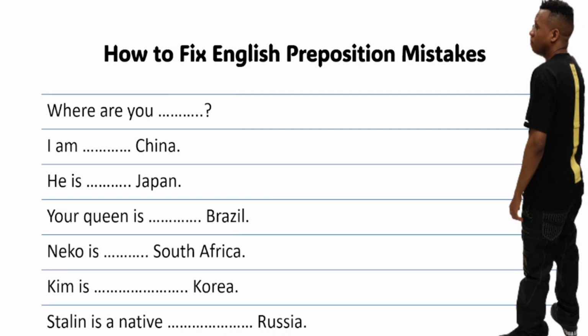So where are you blah blah blah? I am blah blah blah China. He is blah blah blah Japan. Your queen is blah blah blah Brazil. Nico is blah blah blah South Africa. Kim is blah blah blah Korea. Stellan is a native blah blah blah Russia. So we're gonna put the right answer there, okay?